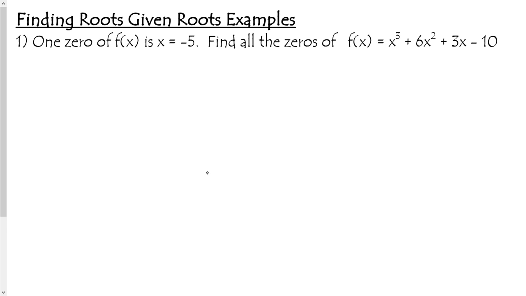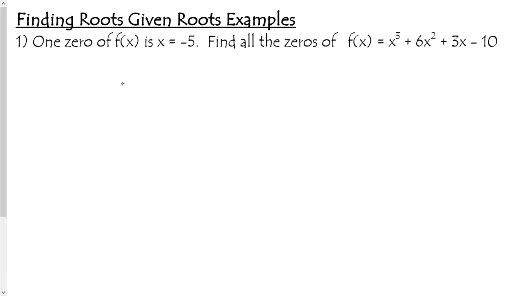Okay, so these are generally categorized as finding roots given roots. Now you could have been given roots by the rational root theorem. You could have been given roots by looking at your calculator. But for these problems, you're going to be literally given the roots. We're just telling you what one of them is.